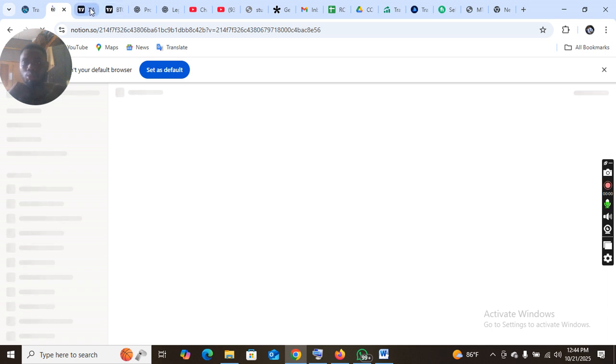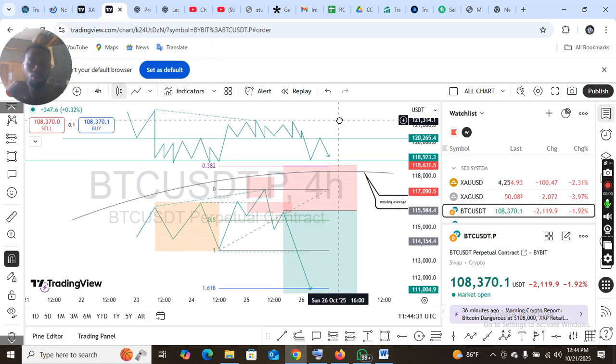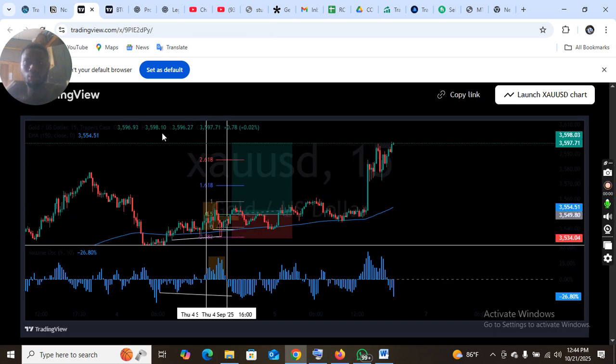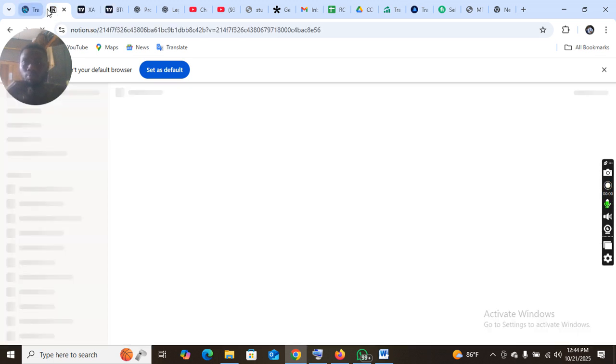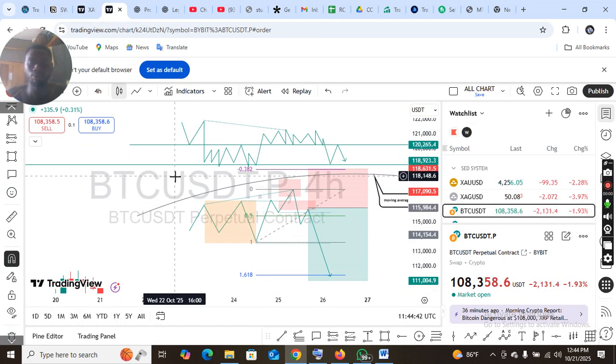Okay, so I wanted to show you guys another example, right? So let me just quickly take this up. You can see the same setup right here, but this one is on the upside. So I'll quickly show you guys another example.